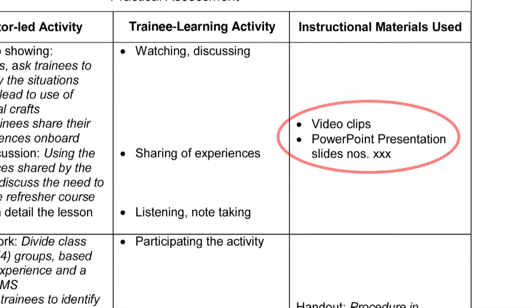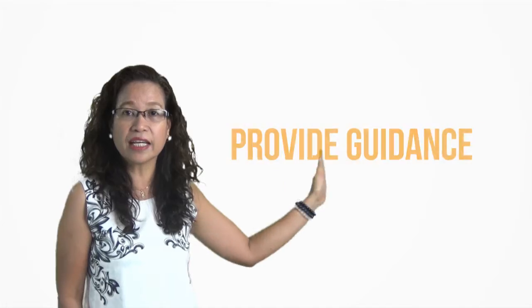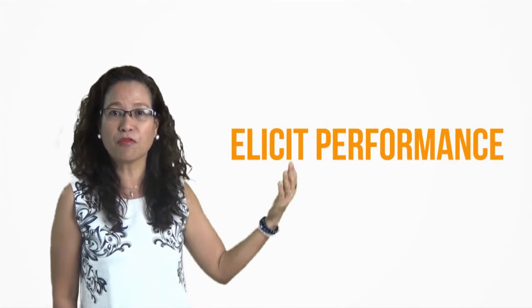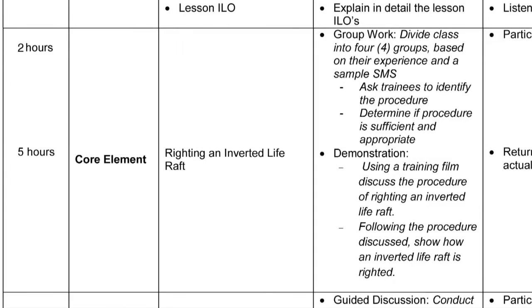In planning for the core elements, bear in mind that this is where you present the lesson, provide guidance, and elicit performance. On the core element, which is the body of the lesson, you must allocate more time. And since this is an 8-hour session, we have allocated 7 hours, 2 hours for the theoretical aspects and 5 hours for the practical activities.